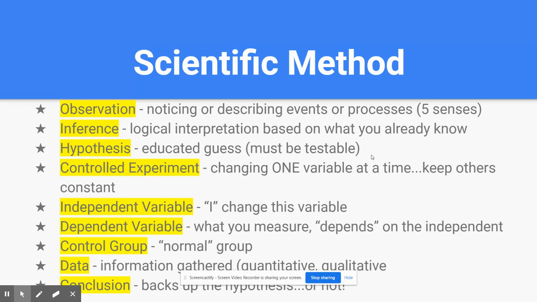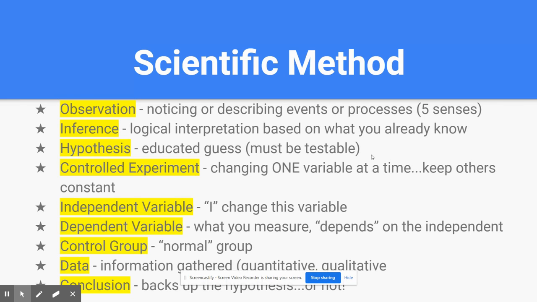So a controlled experiment, we change one variable at a time. A lot of times kids think controlled means it's safe. We always try to make sure experiments are safe, but it means changing one thing at a time. Keep everything else the same so you know what is causing the changes, or the goal outcome. We want to know what causes that.